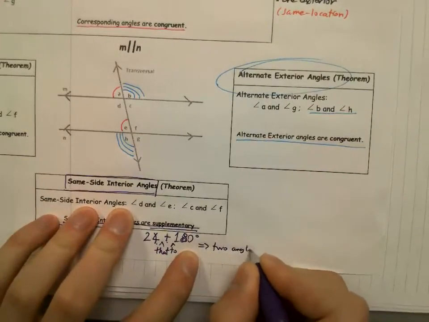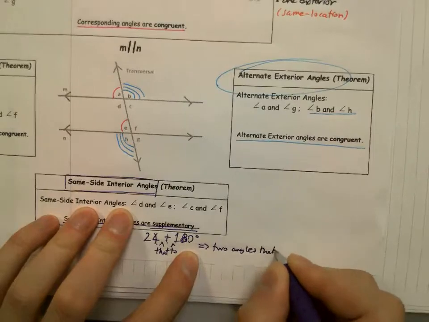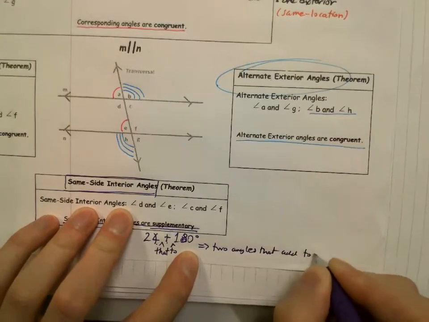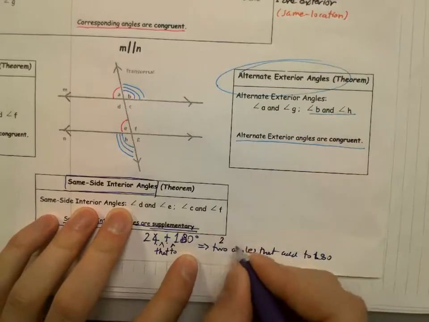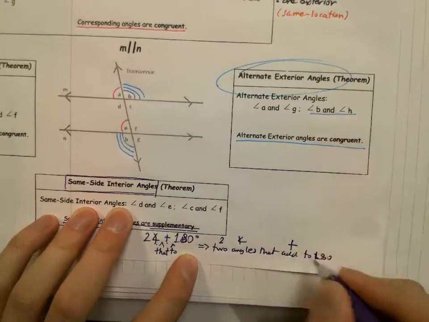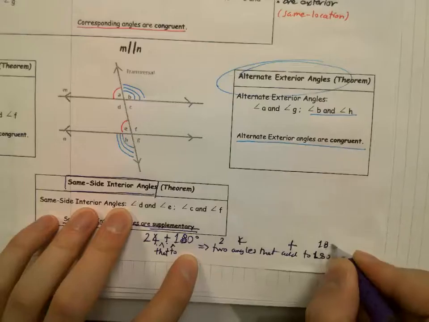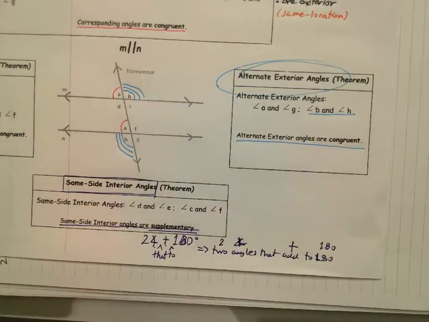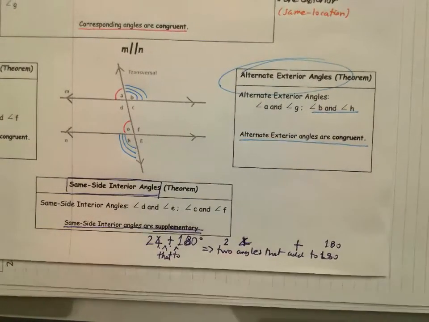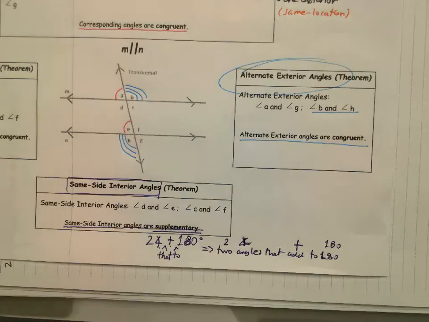And for those of you who are still confused, what I mean by that is this: 2 angles that add to 180. Which is why I said 2 angles add to 180. Just a language thing. I'm just shorthanding it. If that confuses you, write it out in words. All right?